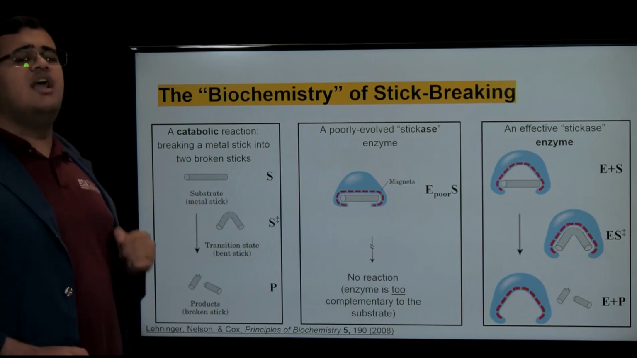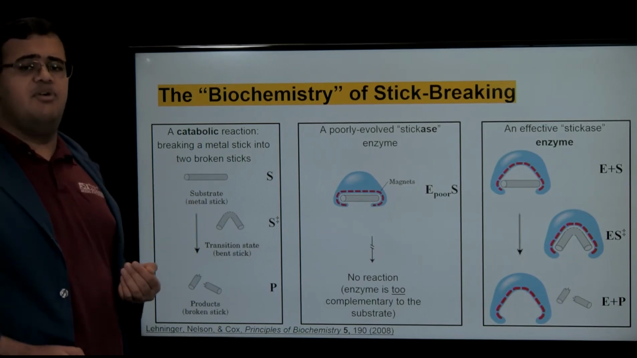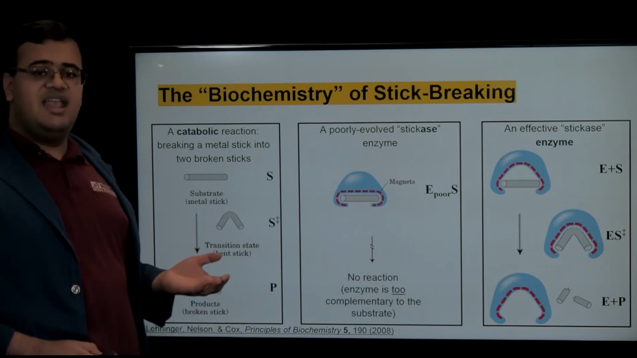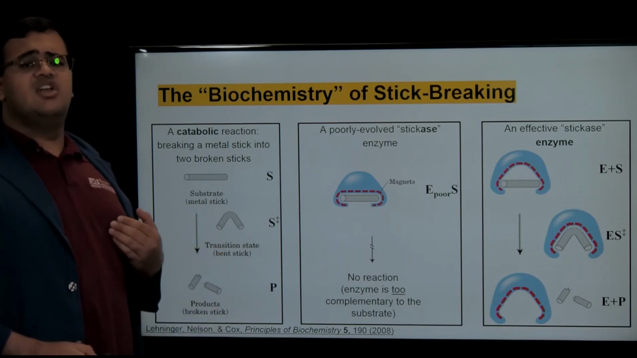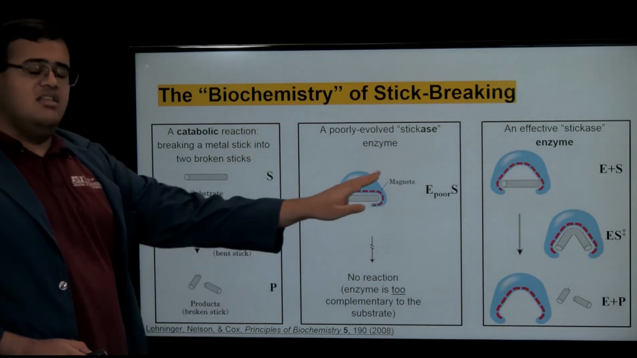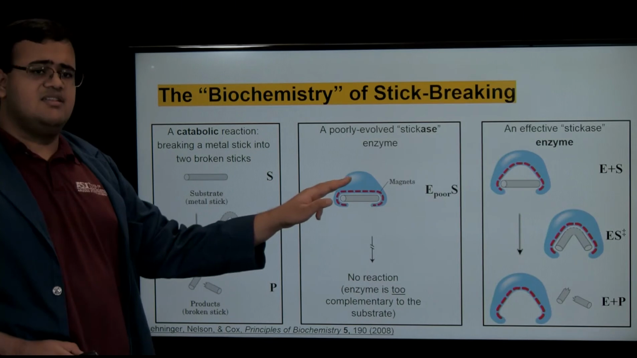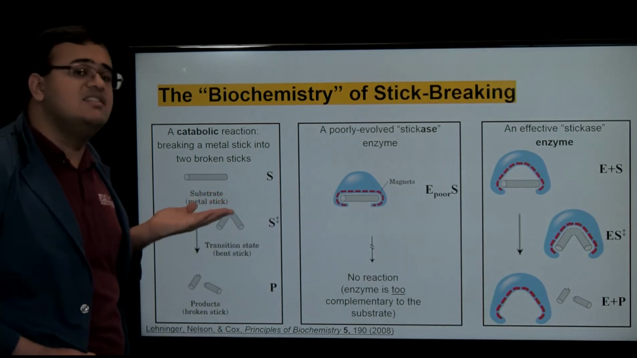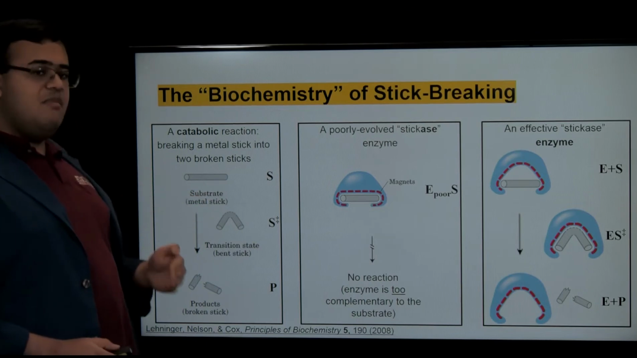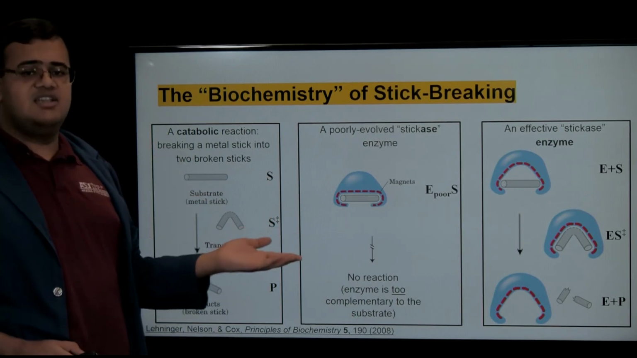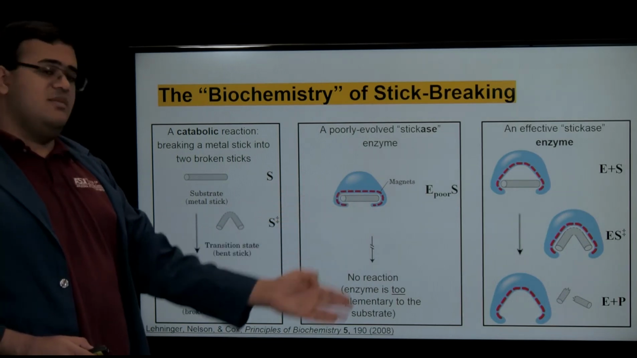If we want to catalyze this stick breaking, we need a stickase, or a stick breaking enzyme, if you will. So a poorly evolved stickase would bind the substrate using these magnets. Why do I say this is poorly evolved? Because once it binds the substrate, it doesn't let go. It's bonded the metal stick, it doesn't make the reaction go, and it will never let the actual stick diffuse away from its active site.